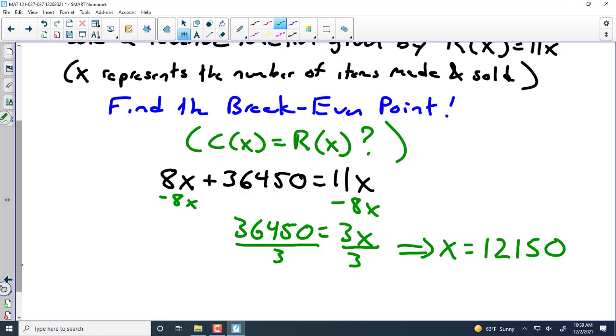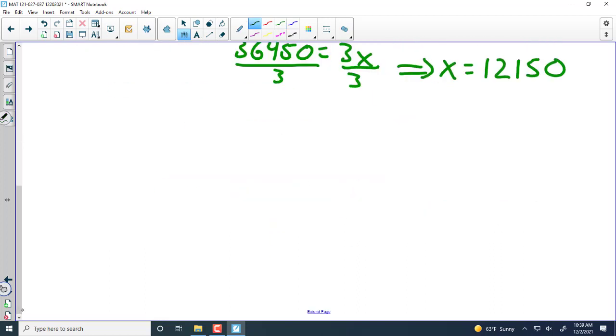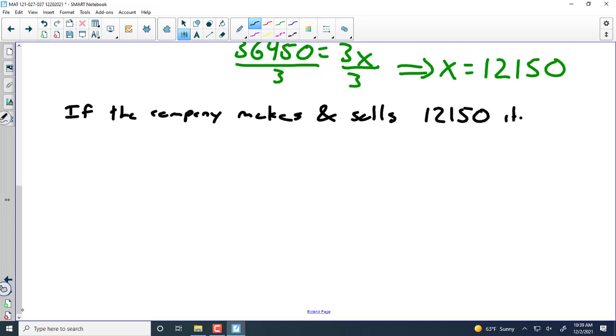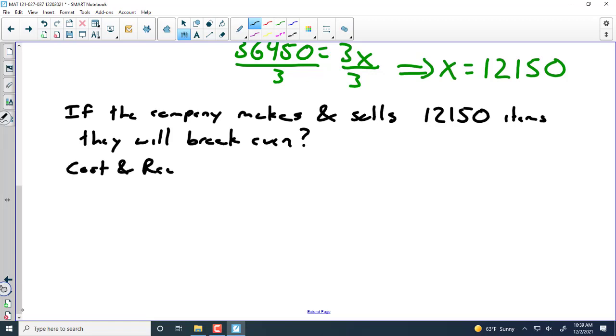Now, this problem says x represents the number of items made and sold. So what we want to tell people is this. We will say this: if the company makes and sells 12,150 items, they will break even. What that means, everyone, is that cost and revenue are equal when x equals 12,150.